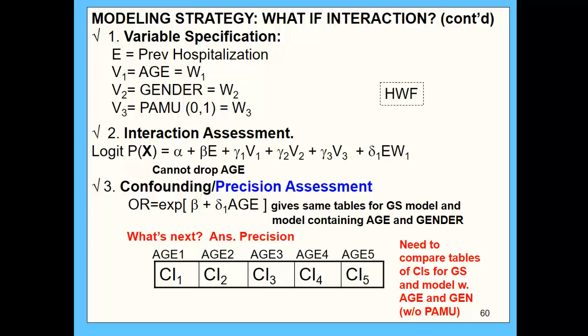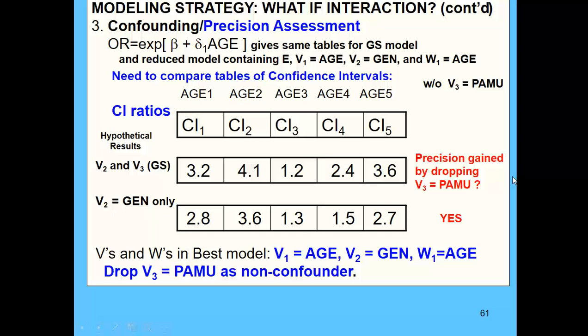We now consider confidence intervals for the different choices of the ages. And I only have two choices now: the gold standard model and the model that keeps gender in there and drops PAMU. Look at these three things. Now, look at the confidence intervals. Do you gain precision when you drop PAMU? You gain precision. I'm looking at these CI ratios, confidence interval ratios. Do you gain precision? Well, you don't gain it here. You lose a little bit over here. But if you think about what happens for the entire collection, you gain precision.